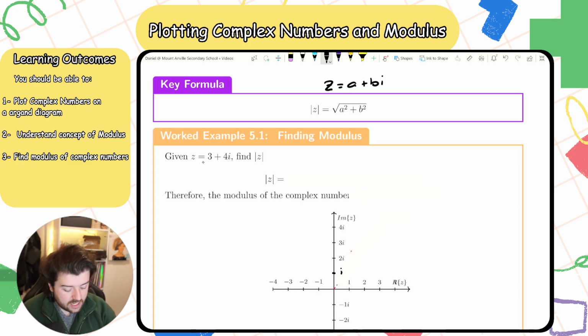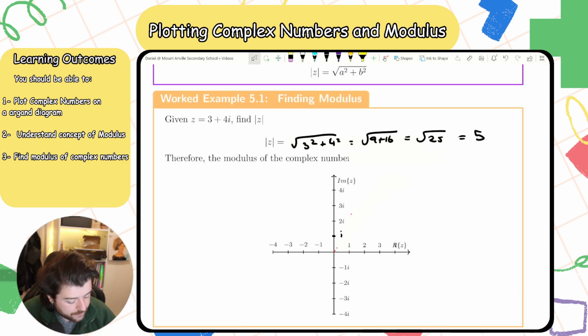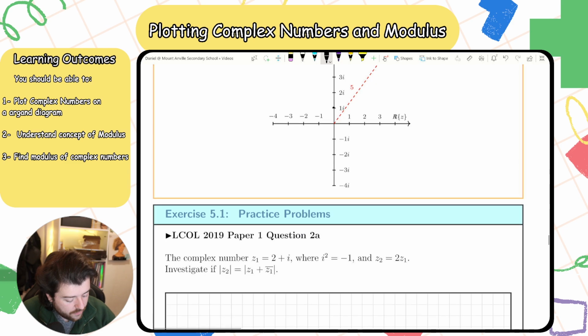So let's have a look at this one. Given that z is equal to 3 plus 4i, find the modulus of z. That's equal to the square root of 3 squared plus, then b is equal to 4, so 4 squared. That's equal to the square root of 9 plus 16, which is equal to the square root of 25, which is equal to 5. Therefore, the modulus of 3 plus 4i is equal to 5. If I plot 3 plus 4i out, on my real axis there's 3, go up to 4, there's my point. This distance here is equal to 5.